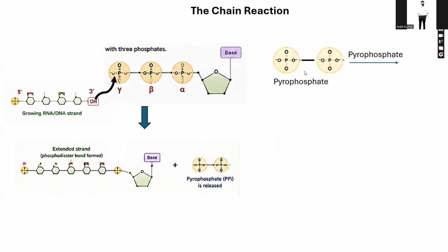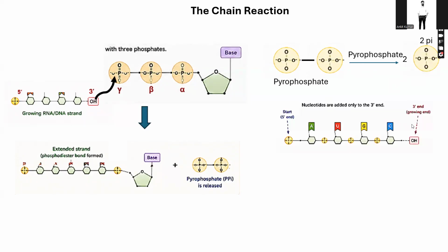Now, this pyrophosphate will be acted on by the pyrophosphatase enzyme, which will convert it into two phosphate groups. And you can see that nucleotides are added only to the 3 prime end, right? That's why the synthesis of this strand takes place from the 5 prime end to the 3 prime end, where on the left side there will be the 5 prime end and on the right side the 3 prime end. And this is how RNA polymerase will start synthesizing the mRNA.